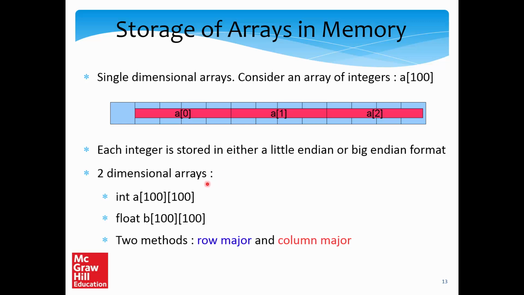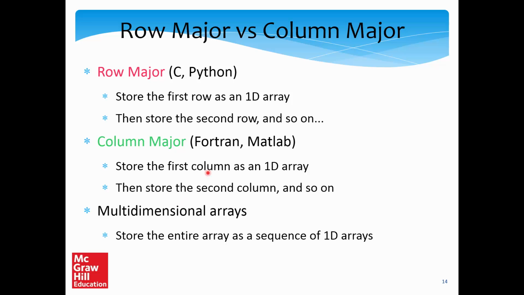Now an interesting question arises: how do we store a two-dimensional array? An array that has both rows and columns, how do we store it? There are two methods, row major and column major. The row major scheme is used in high-level languages such as C and Python. Here what we do is that we store the first row as a 1D array, then we store the second row and so on. Let me just show you with an example.